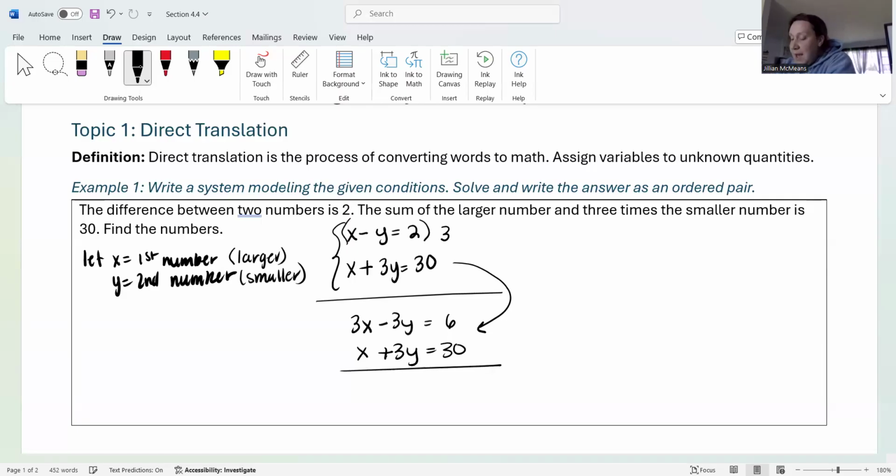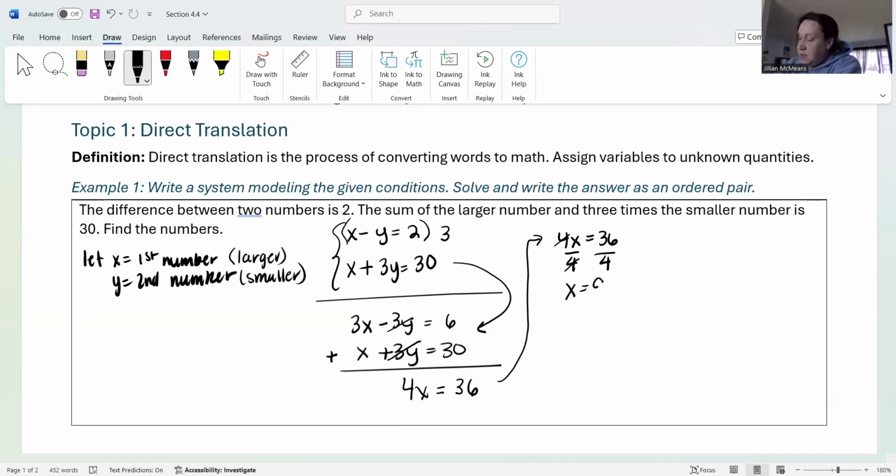Okay, so when I add the two equations now, I get 4x because 3x plus 1x is 4x. Well, -3y plus 3y is just 0. 0 plus 4x is just 4x. And then 4x equals 36. Okay, now I need to undo the multiplication of, I'm just going to pull this up here so I have more room. I need to undo the multiplication of 4 and x. I undo multiplication with division. So I divide both sides by 4. 4 divided by 4 is 1. 1 times x is x. And then 36 divided by 4 is 9.